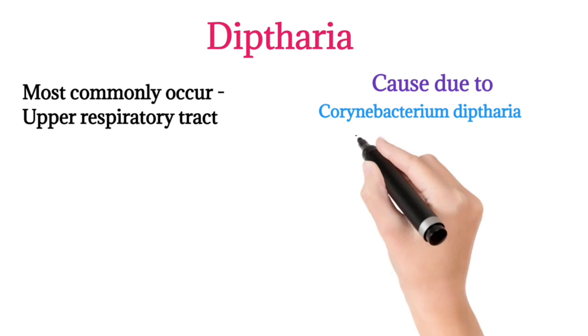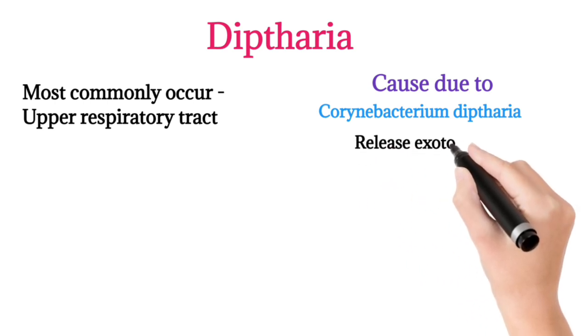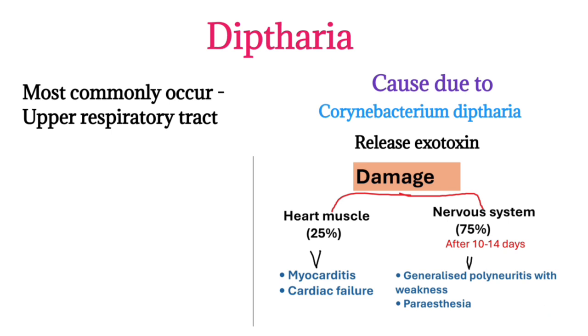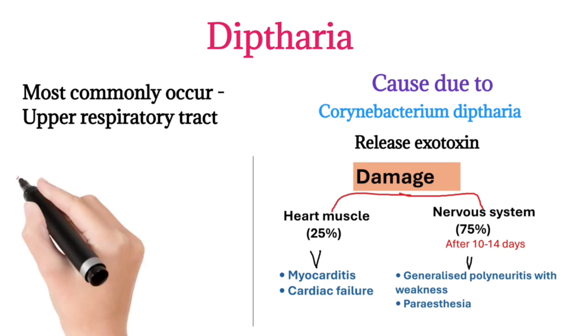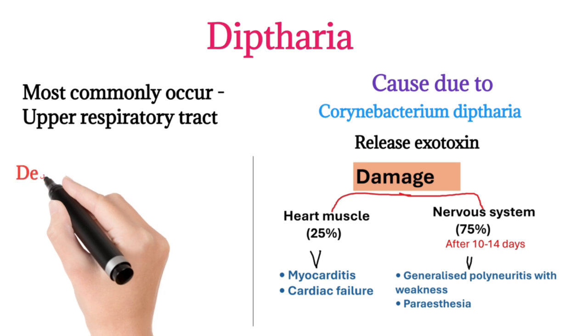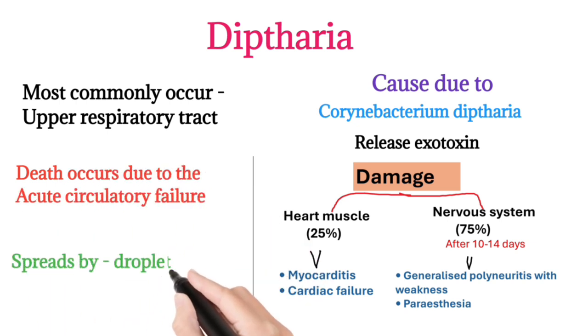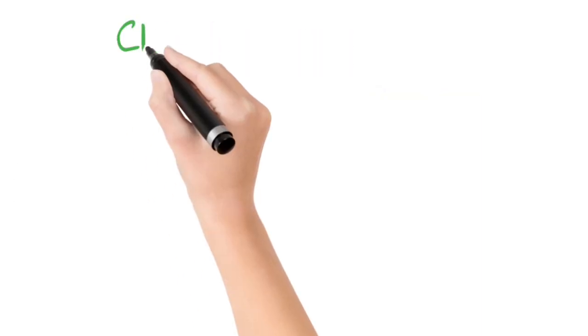Corynebacterium diphtheriae releases exotoxins, and these exotoxins damage the heart muscles and nervous system. In 25% of cases, myocarditis or cardiac failure occurs. In the nervous system, it causes generalized polyneuritis with weakness and paresthesia. It occurs after 10 to 14 days. Death occurs due to acute circulatory failure, and diphtheria spreads by droplet infection.